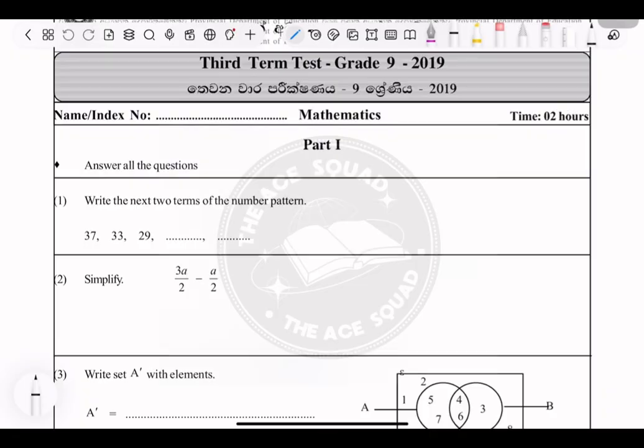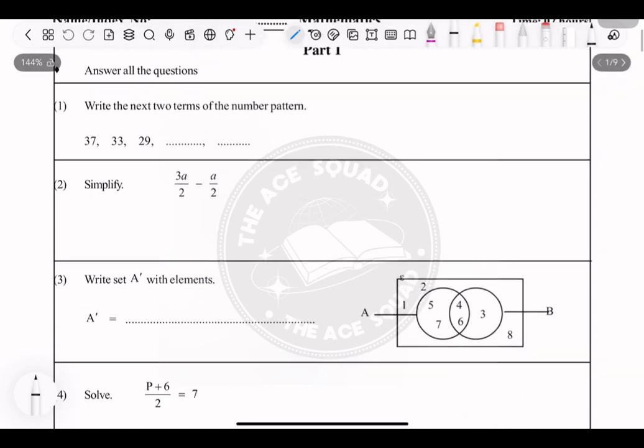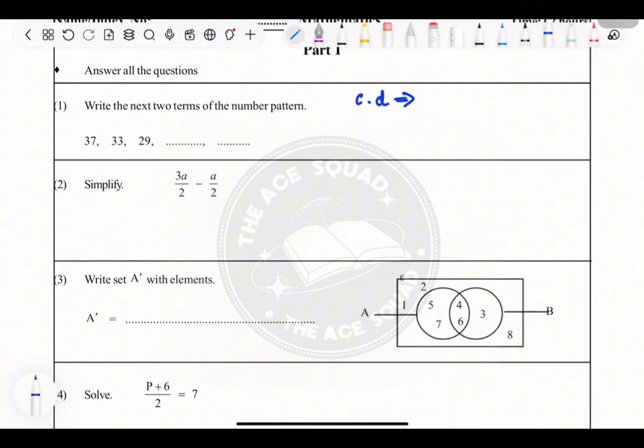Okay, let's look at the solution for the paper that I gave as homework. This is the third term test paper. So write the next two terms of the number pattern. So what do we do? We find the common difference. So how do you find the common difference? You subtract the previous term from any term of this number pattern.